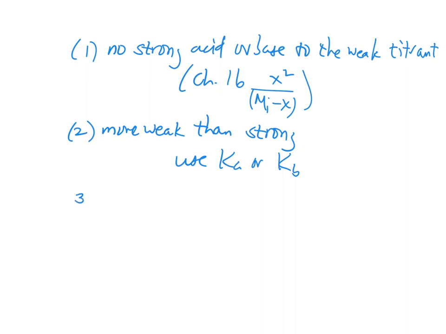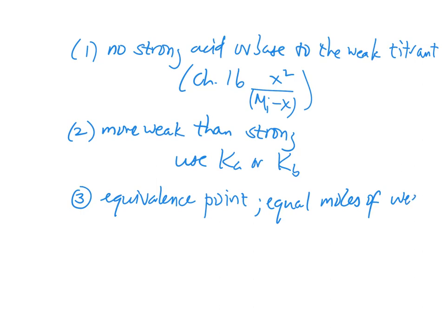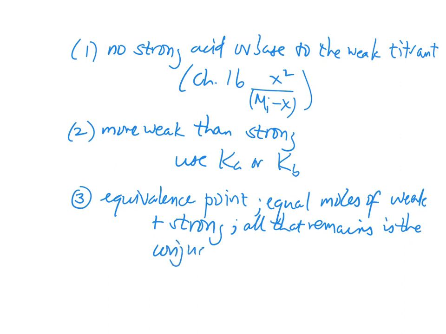The most significant part of a titration, which is really the part that you are trying to get to, is the equivalence point. And at the equivalence point, we've added equal moles of the weak and the strong. And curiously, at that point, that means that they've both been used up entirely. So all that remains is the conjugate of the weak, and that's really significant.